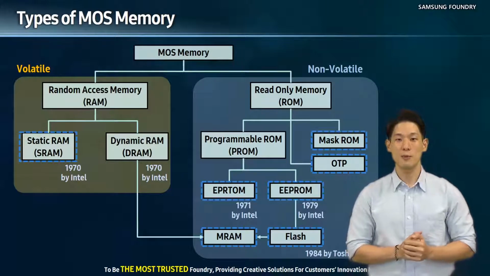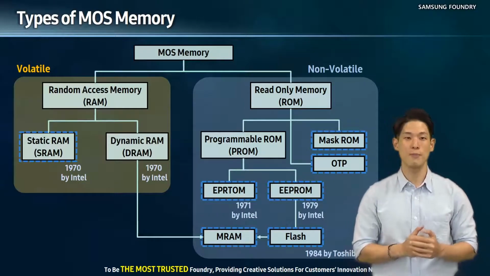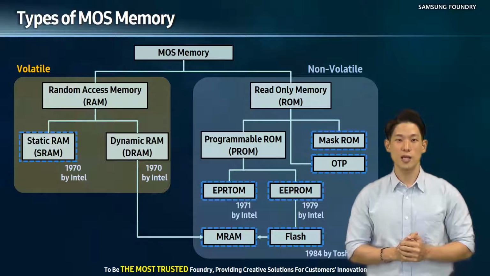We can mainly divide most memory into two groups with the volatility of its data. Dynamic RAM and static RAM are two kinds of volatile random access memories. For non-volatile memories, we have read-only memories including mask ROM, OTP, and flash, and non-volatile RAM including magnetic RAM.